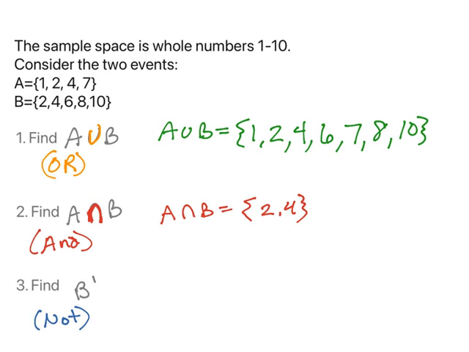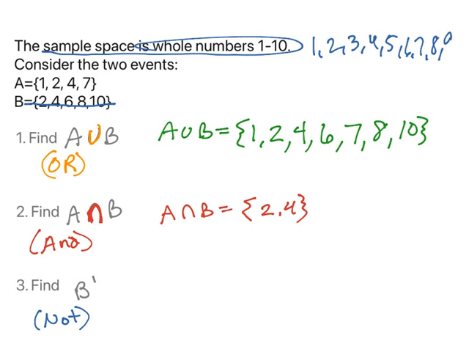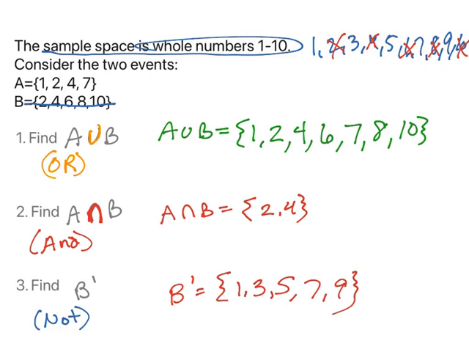Okay, now let's go to number 3, which is find B prime, right? This means not B. So I don't want anything that's in B, but I want everything else. Remember up here, the sample space is whole numbers between 1 and 10. So that's 1, 2, 3, 4, 5, 6, 7, 8, 9, 10. If I take out everything that's in B, because remember, not B, so B is all the evens. If I take out the evens, that means B prime is everything else, which in this case are odd numbers. So not B is everything that's not in B.